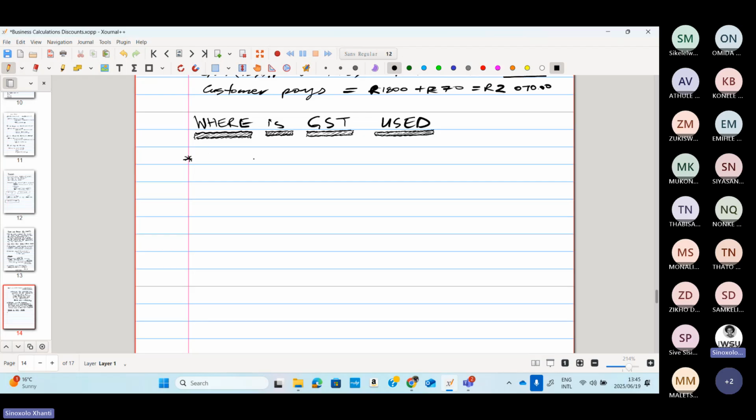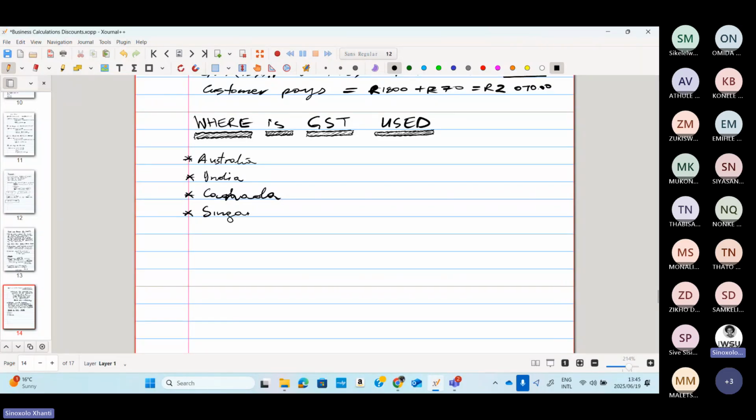Okay, so I'm just going to list some of the countries that are using this GST. If you look at Australia, Australia is using that. India is actually using this GST. Canada is using this GST. You can also check Singapore, which is actually using this. And also you will find New Zealand, I hope the spelling is right. New Zealand is also using that.